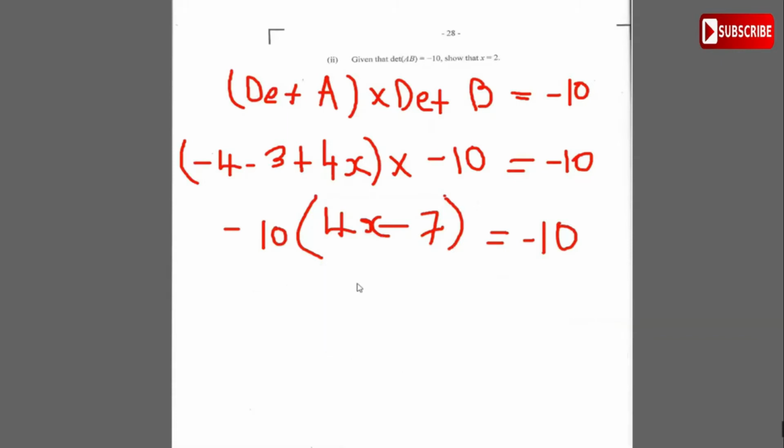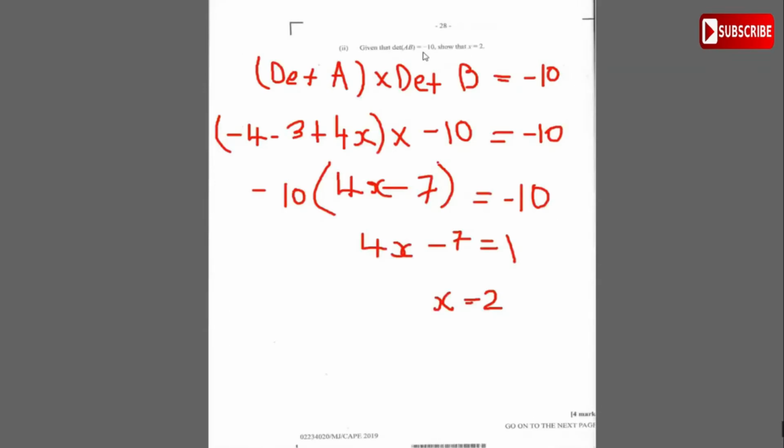So divide through by minus 10, I'm going to get 4x minus 7 is equal to negative 10 over negative 10. So I'm getting 4x minus 7 equal 1. And if 4x minus 7 is equal to 1, then I can bring over the 7 to the other side. And from this, clearly, x will be equal to 2. Finally, nice and easy. Nice question.